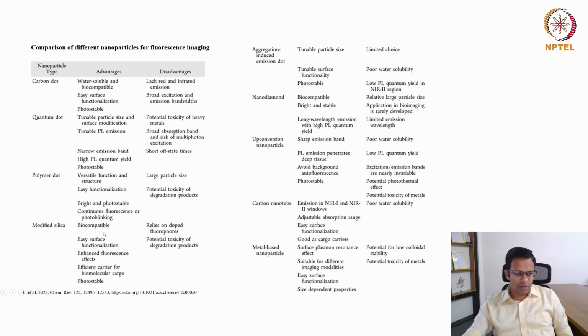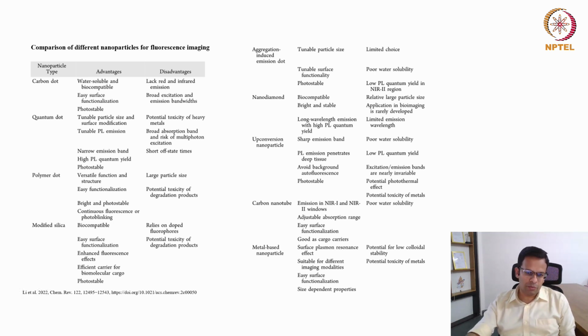Then modified silica. It is biocompatible, easily surface modifiable, has enhanced fluorescence effects, and is also photostable. The disadvantages are that it relies on doped fluorophores. So this modified silica doesn't have its own fluorescence. The fluorescence is always dependent on the doped fluorophores, meaning you have to modify the surface with some fluorophores. And there is potential toxicity of the degradation products. Similarly, you can follow all these other types of nanoparticles, their advantages and disadvantages.